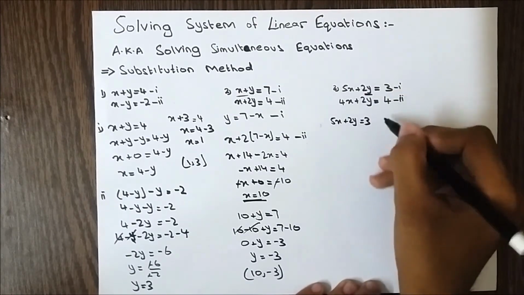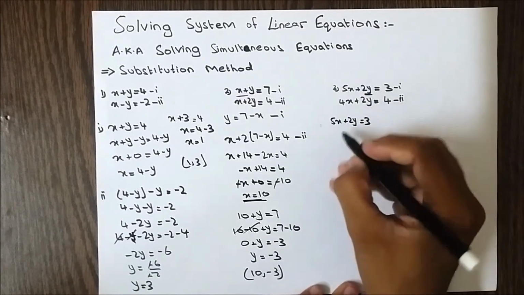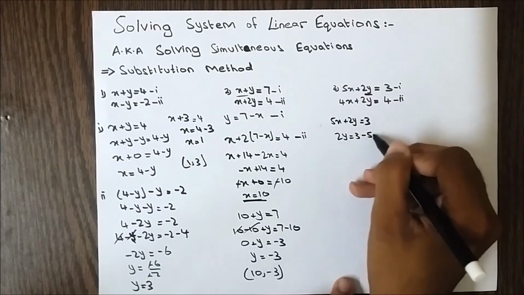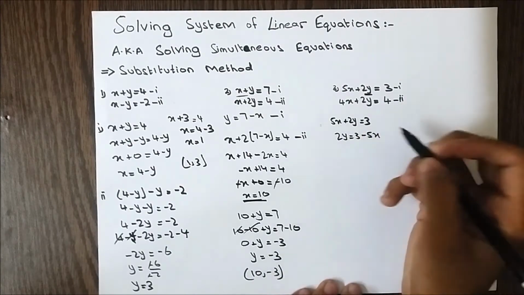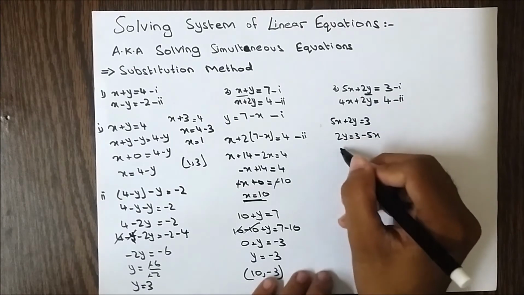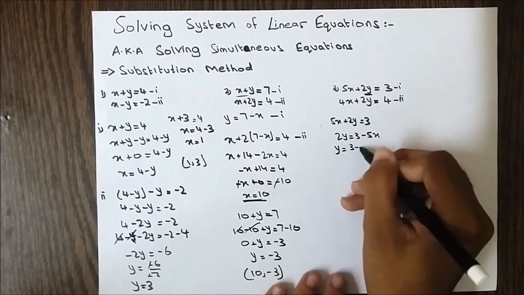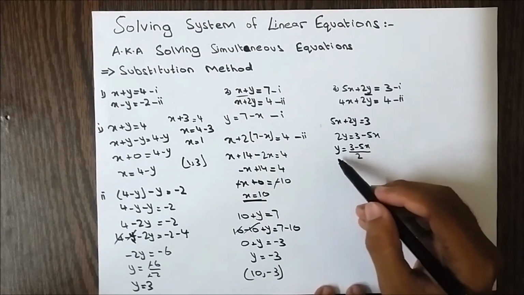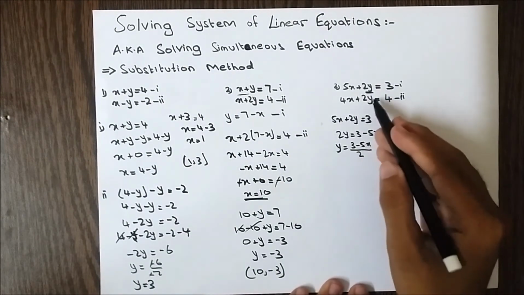I'm just rewriting it. Okay, so to get this y alone, we will subtract 5x from both sides. It becomes 2y equals 3 minus 5x. Okay, so to get this y alone, we divide by 2 on both sides. When we divide 2 from here, it becomes 1, which gives us y equals 3 minus 5x divided by 2. Okay, here we have our y.